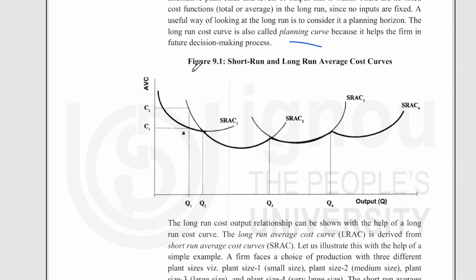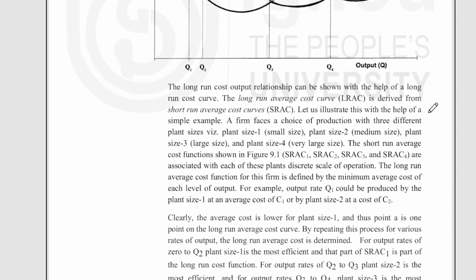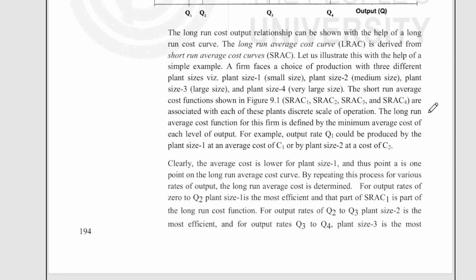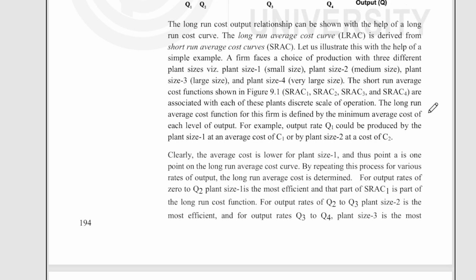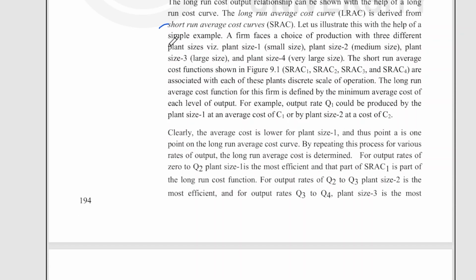This is Figure 9.1, short run and long run average cost curves. Okay, so please refer to your study material. The long run cost output relationship can be shown with the help of a long run cost curve. The long run average cost curve, that is LRAC, is derived from the short run average cost curve, that is SRAC. Let us illustrate this with the help of a simple example.